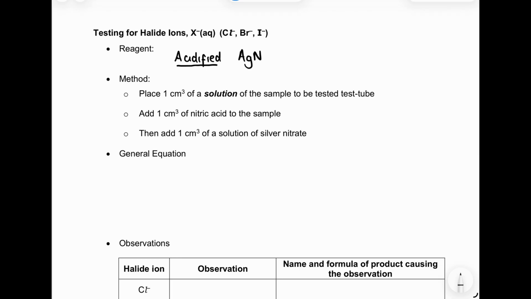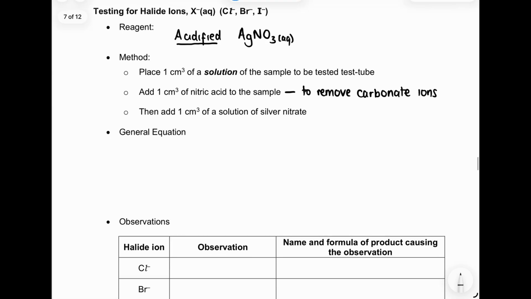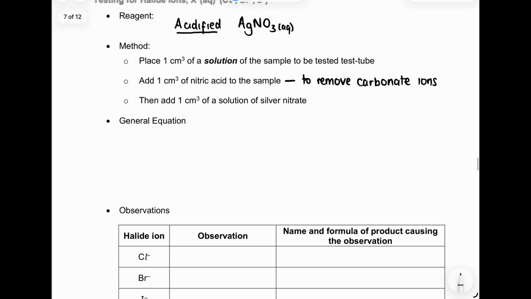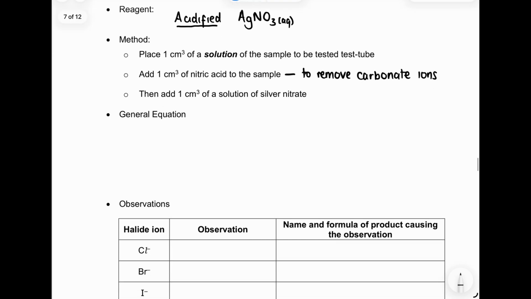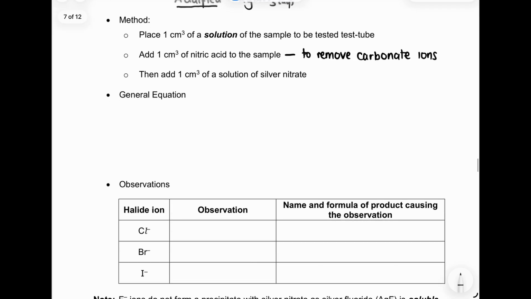So acidified AgNO3 (aq). Acidifying it, adding 1 cm³ of nitric acid to the sample to remove carbonates that may give us a false positive, may produce a white precipitate. We're going to add the solution that we need to test, and because this reaction is a precipitation, we do need to use a solution, and we're going to add the silver nitrate to our sample to get a precipitate. We are, remember, putting in nitric acid before to remove any carbonate ions.